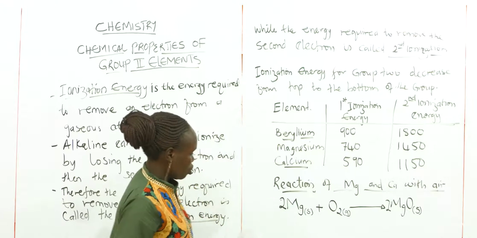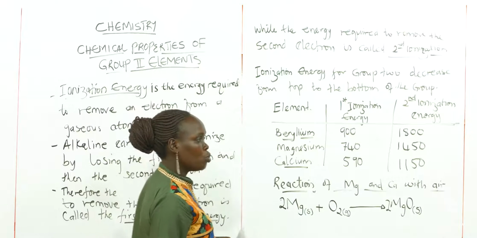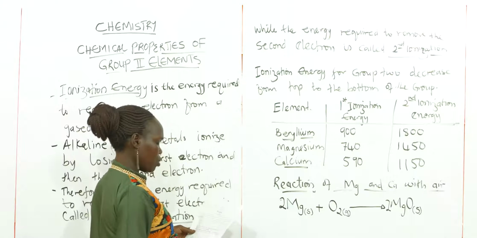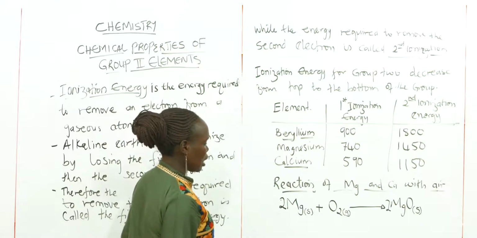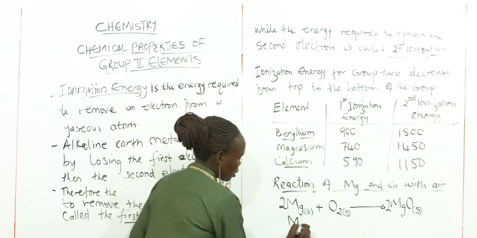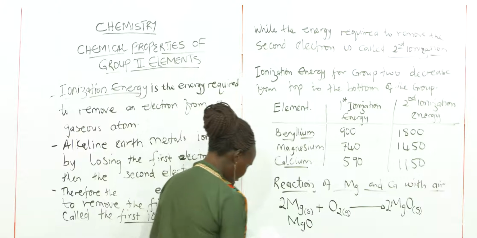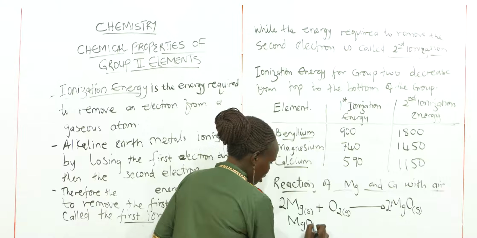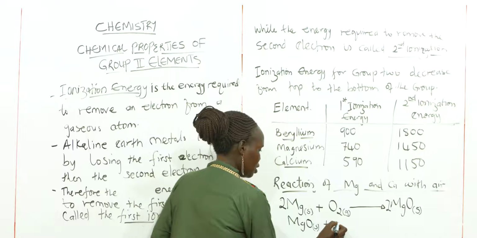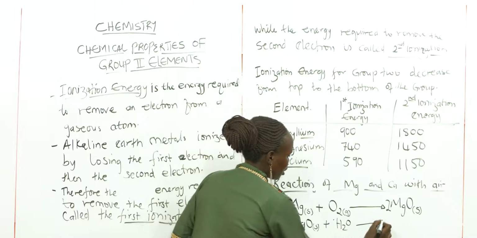This magnesium oxide may also be exposed to water, and this will show that when it reacts with the water, it will give us magnesium hydroxide. So magnesium oxide, when it is exposed to water or put inside water and then dissolved, will give us magnesium hydroxide.